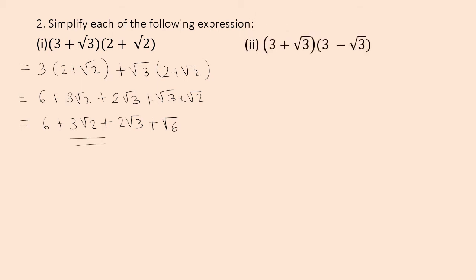Now, question number 2, that is 3 plus root 3 multiplied by 3 minus root 3. Here you are using the identity a plus b multiplied by a minus b. Here a is 3 and b is root 3. So a plus b multiplied by a minus b equal to a square minus b square, that is 3 square minus root 3 square. 3 square is 9 minus root 3 square is 3. That is equal to 6.